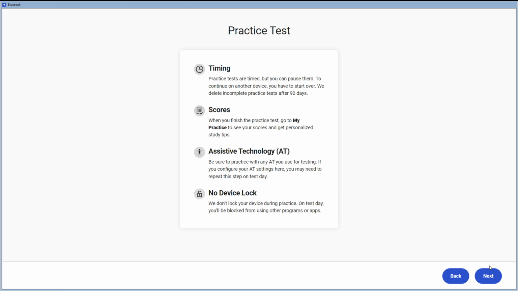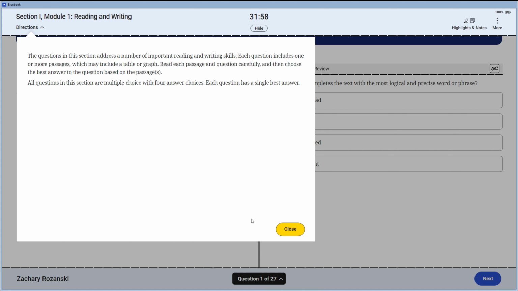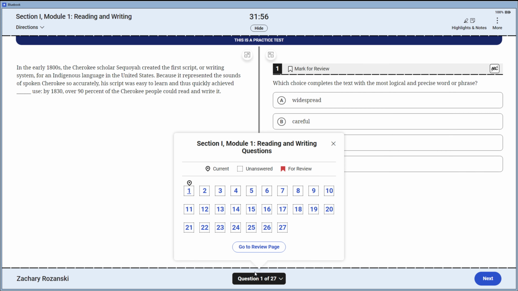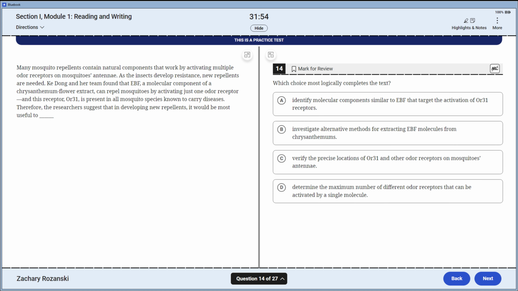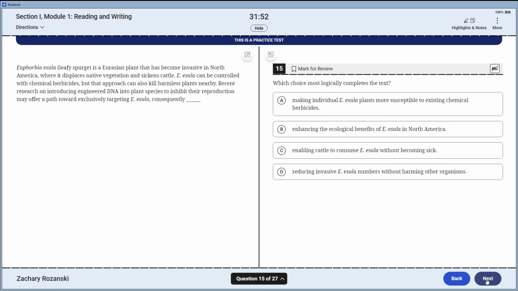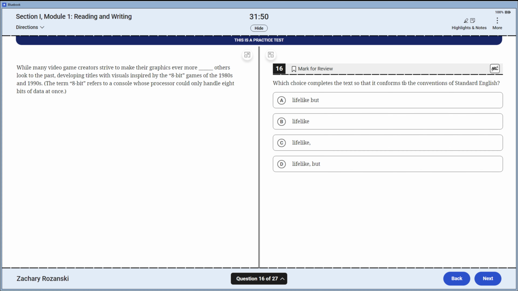I'm Mr. Rosansky, and this is a speed run of practice test 10, the first module, the A module, the medium one, and we'll do it like them all. Head to the first little conventions question, and here we are at question 16.